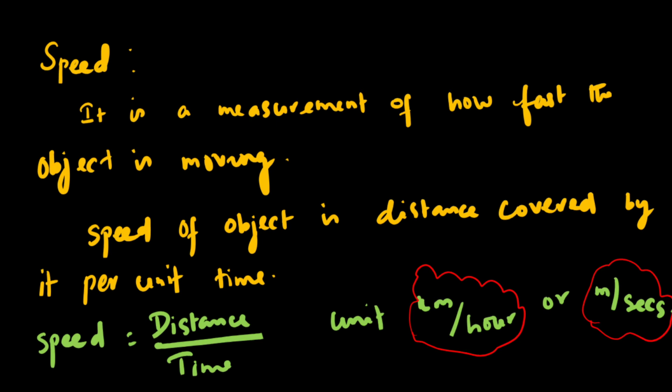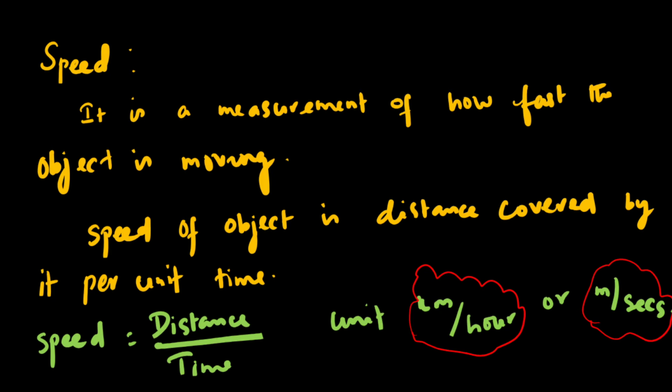Speed. What is speed? It is a measurement of how fast an object is moving. Suppose you are traveling in a car. How will you describe the car? The car is moving 80 kilometers per hour. So you are measuring how fast the car is moving. Therefore, the speed of an object is the distance covered per unit time. That is, speed is equal to distance by time.